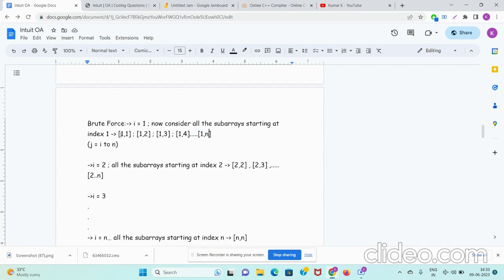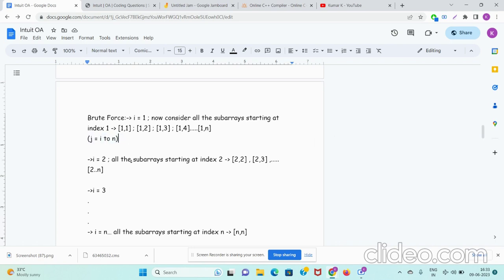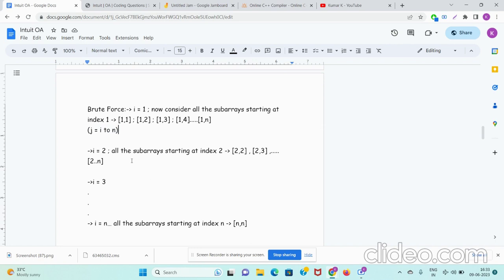Similarly, the starting number will be our i pointer, and the other numbers which keep increasing will be our j pointer. So j will be going from i to n. Basically, it's very common sense. First, I am trying to consider all the subarrays which start at index 1. So my i is 1 and j is going from i to n.